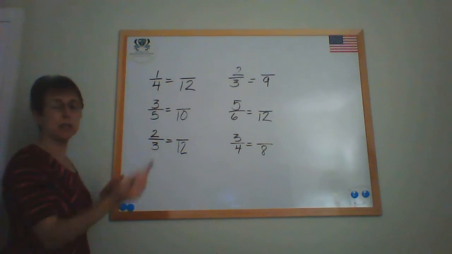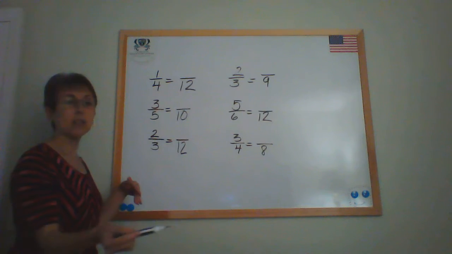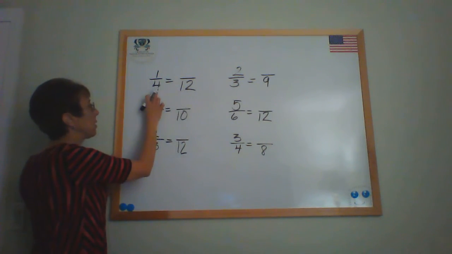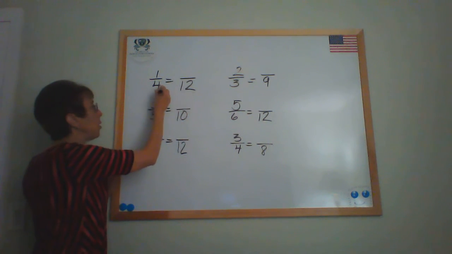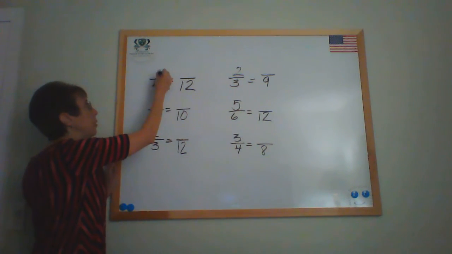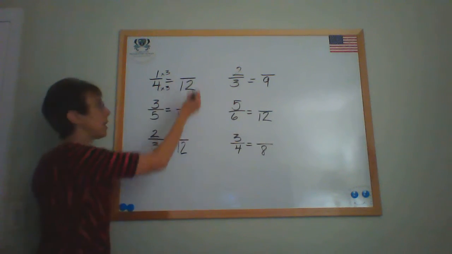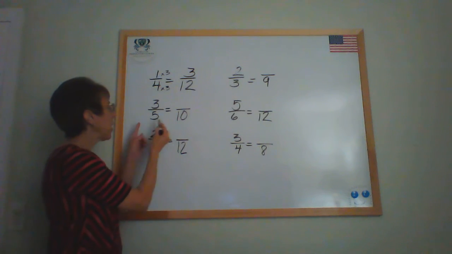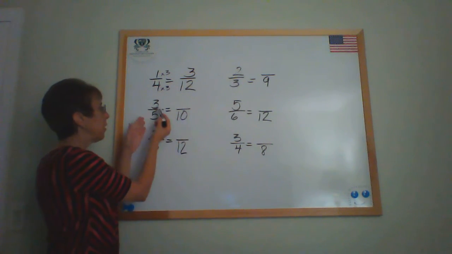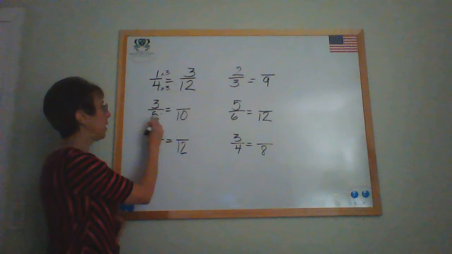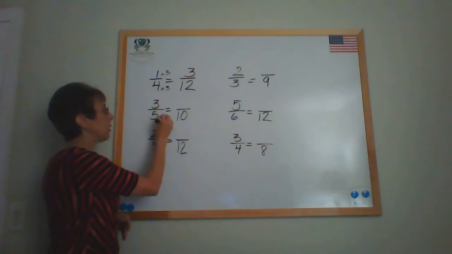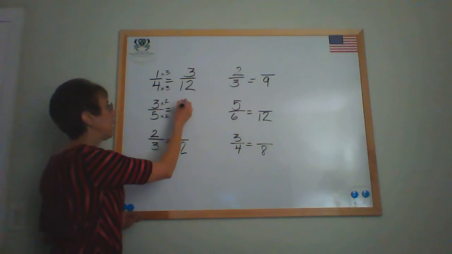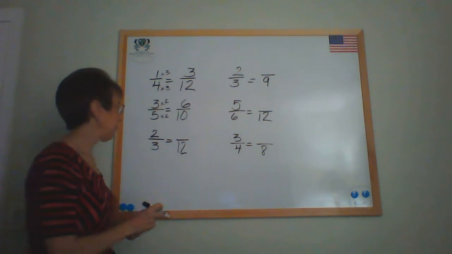Okay, so this one, which is actually one that they gave us as the original example, 1/4 is equal to how many 12ths? So then you have to say, well, what did you do to 4 to get 12? You multiply by 3, therefore you multiply the numerator by 3, and 1 times 3 equals 3. So that 1/4 is equal to 3/12. Okay, here we have fifths and tenths. 3/5 is equal to how many tenths? Well, what do you do to 5 to get 10? You multiply by 2, so therefore you multiply the numerator by 2, and 3 times 2 equals 6.